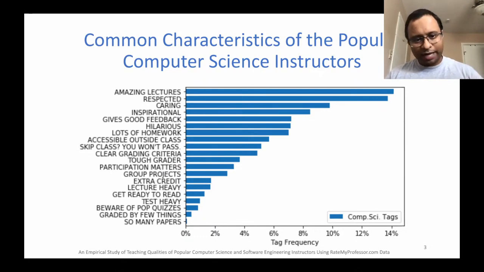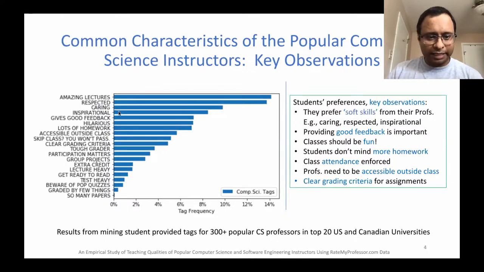So you can see on the y-axis, we have tags that students provided for their popular professors. And on the x-axis, you see the tag count, their frequency. Now, if we pay even closer attention to the graph, you'll see, apart from their lectures being amazing, the next couple of items are all soft skills, okay? Students tag their popular professors as respected, caring, inspirational, giving good feedback, their class being fun.